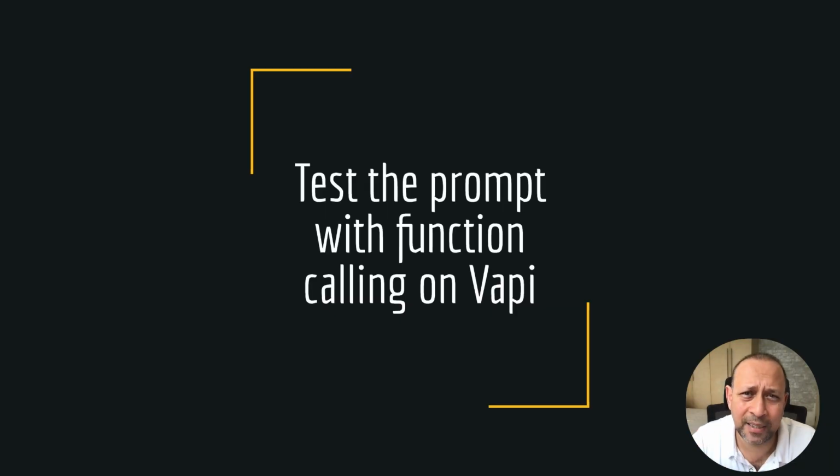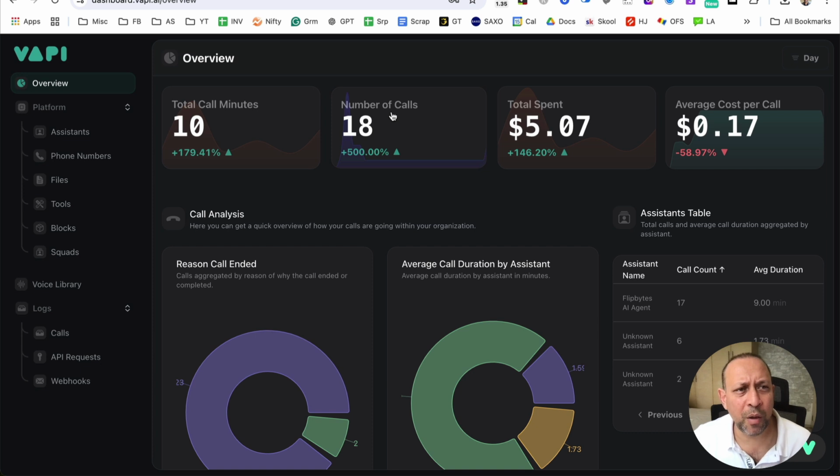Okay, so now let's test this. Let's go to VAPI. Okay, so now we're on the VAPI platform. What I'll do is create an assistant and we'll test this. We'll copy over the Markdown prompt, add that, and then actually run the scenario and see exactly how it works.